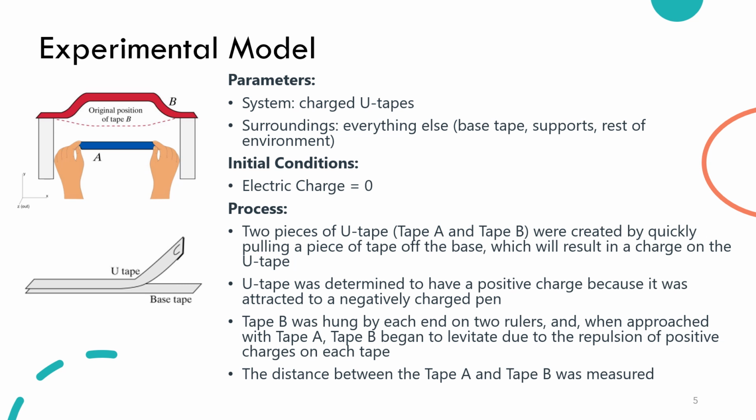So let's quickly recap the experimental model. For our system, we have the charged U-tape, and our surroundings are everything else. For the initial conditions, the electric charge on the tape is zero. For our process, two pieces of U-tape were created by quickly pulling a piece of tape off the base, which results in a charge on the U-tape. The U-tape is then determined to have a positive charge because it was attracted to a negatively charged pin. Tape B was hung by each end on two rulers, and when approached with tape A, tape B began to levitate due to the repulsion of positive charges on each tape. The distance between tape A and tape B was measured.